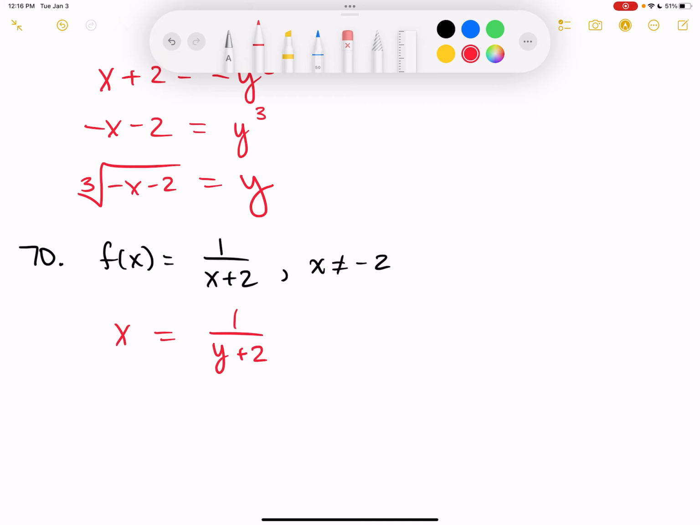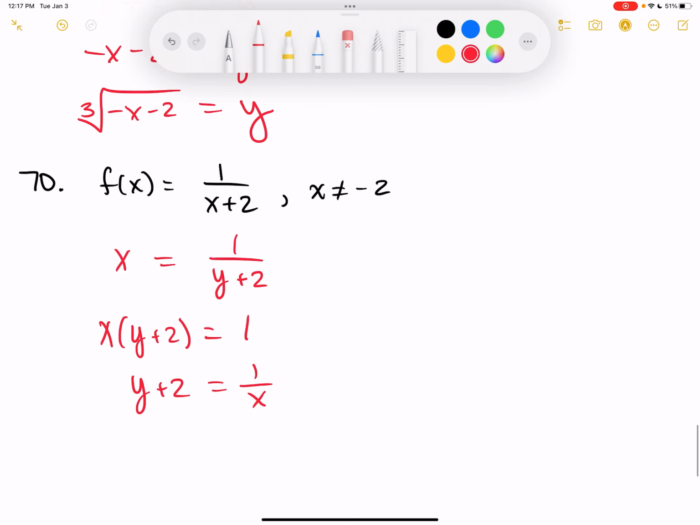I hate grammar. All right, so we're going to multiply by y plus 2. So we have x times (y plus 2) equals 1. I would then divide by x because I'm trying to get y by itself. So y plus 2 equals 1 over x. Then subtract 2, so y equals 1 over x minus 2. And that's it.